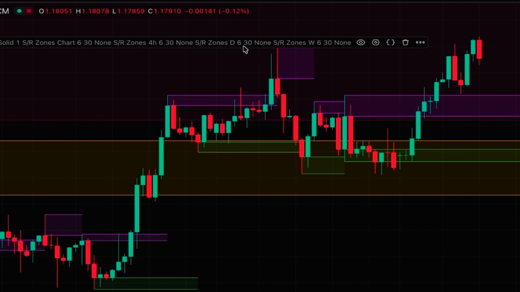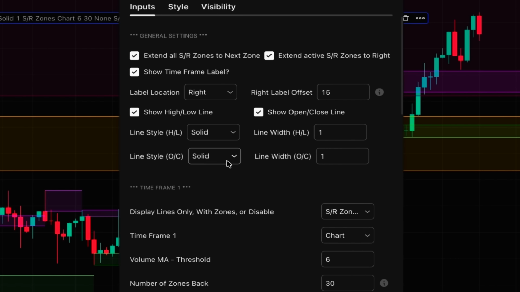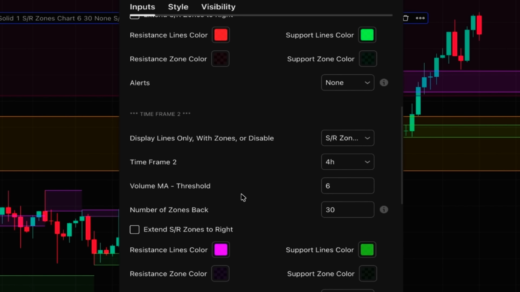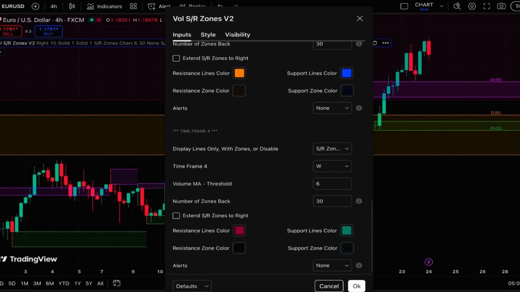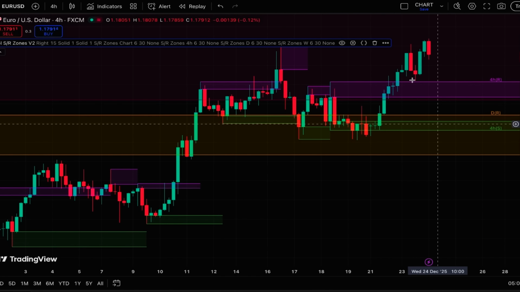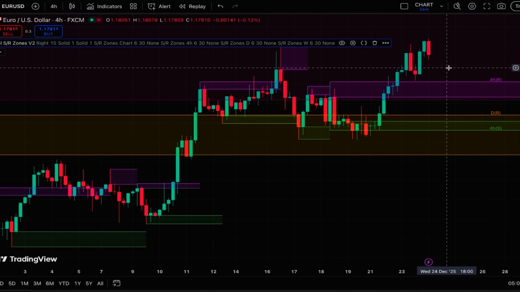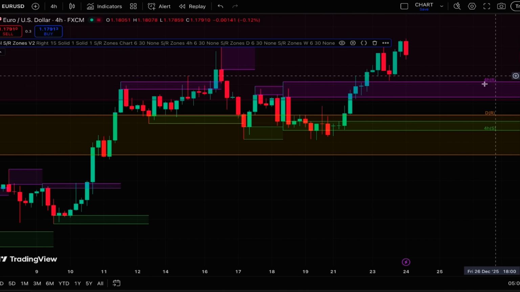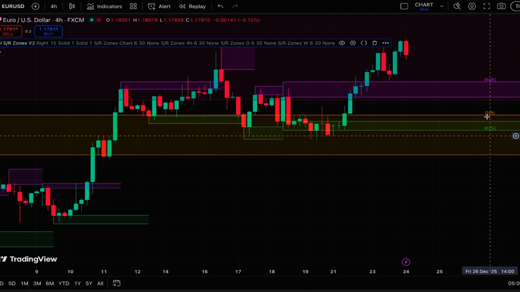frames. Here in the settings of the indicator, you can define up to 4 different time frames, and the indicator will show the identified levels on your current time frame. For example, at the moment, you can see that it is showing for our current time frame, which is the 4 hours time frame, and also for the daily time frame.